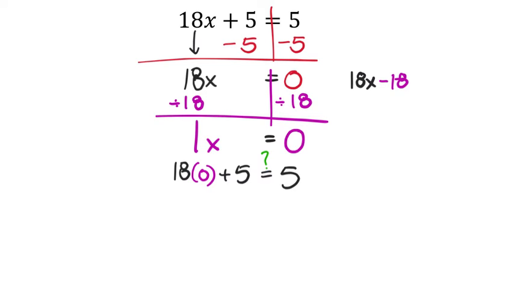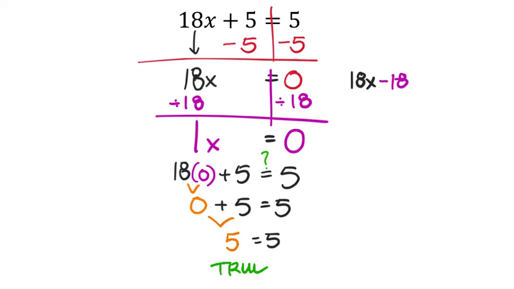This is the comparison. So now I have 18 times 0, which is 0. Still got the plus 5. This should equal 5. And again, we're seeing if this is true. But 0 plus 5 is 5, okay, so we end up with 5 equals 5. This right here is a true statement. And since it is true, now I can box in my answer with confidence. And I'm going to leave it as 1x.